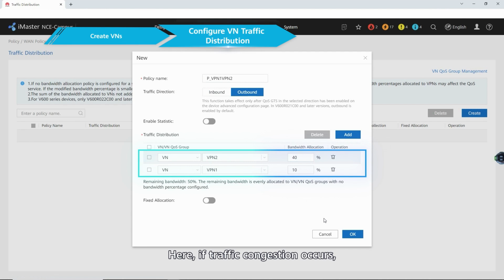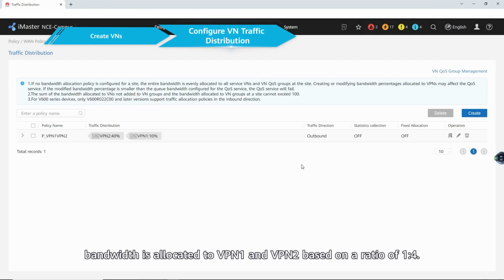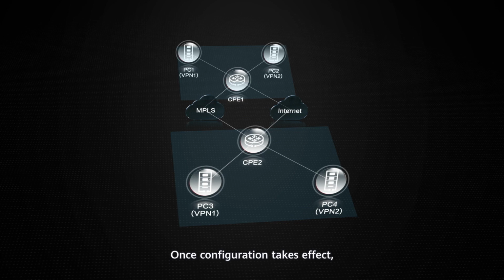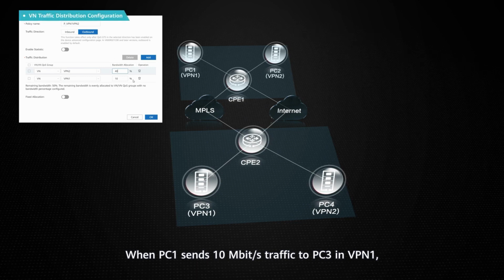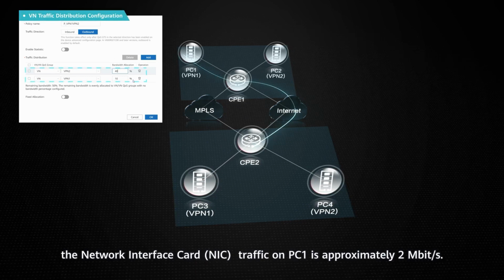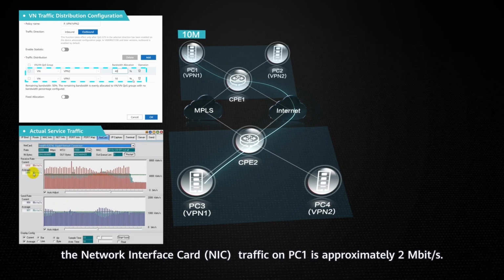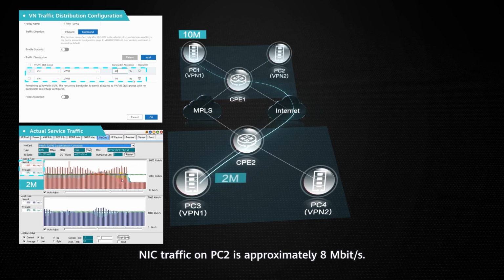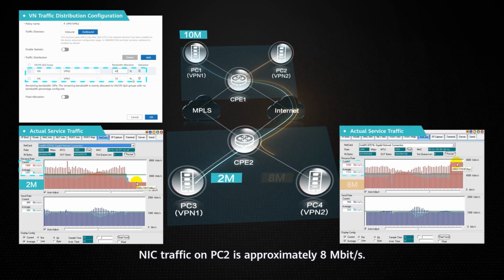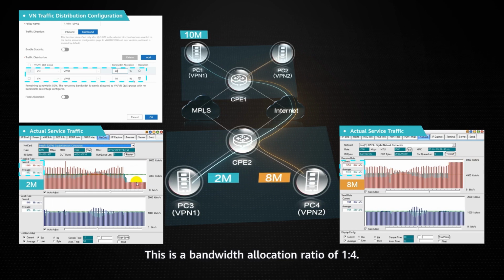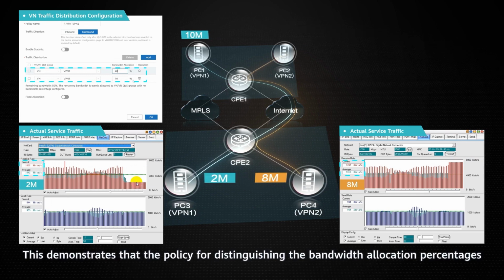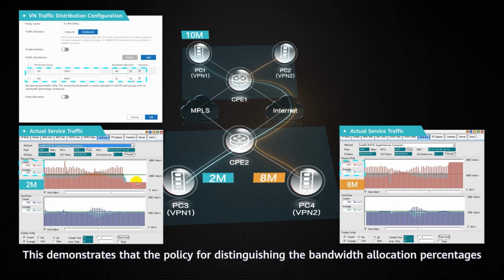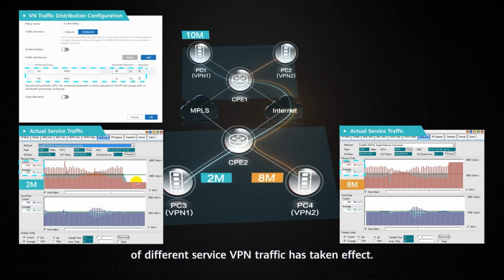Here, if traffic congestion occurs, bandwidth is allocated to VPN 1 and VPN 2 based on a ratio of 1 to 4. Once configuration takes effect, when PC 1 sends 10 Mbps traffic to PC 3 in VPN 1, the network interface card traffic on PC 1 is approximately 2 Mbps. NIC traffic on PC 2 is approximately 8 Mbps. This is a bandwidth allocation ratio of 1 to 4. This demonstrates that the policy for distinguishing the bandwidth allocation percentages of different service VPN traffic has taken effect.